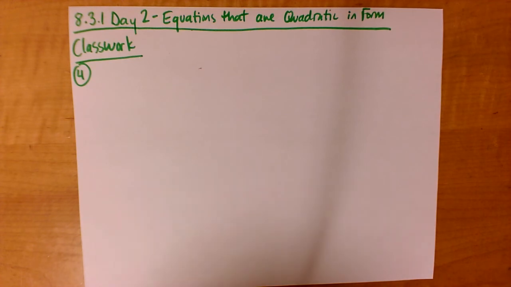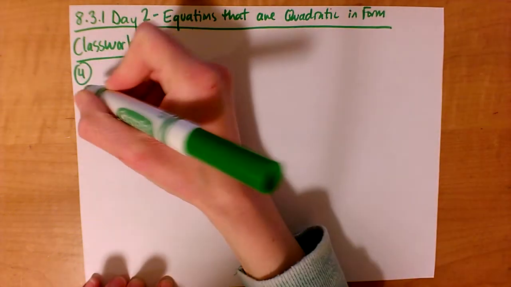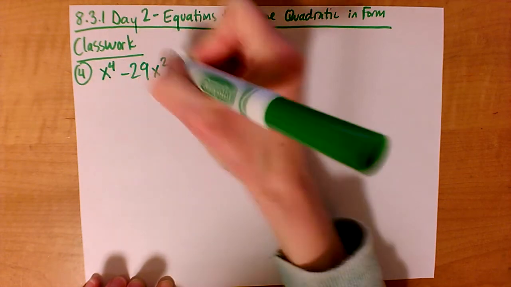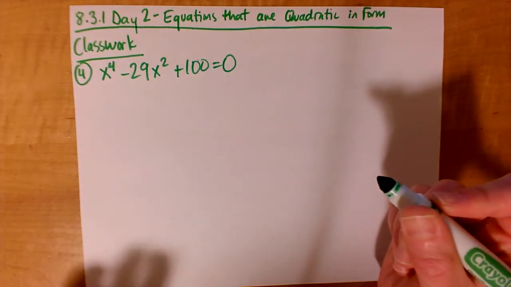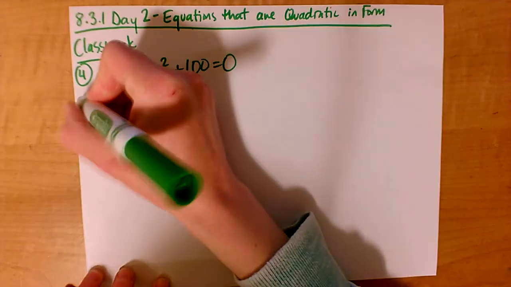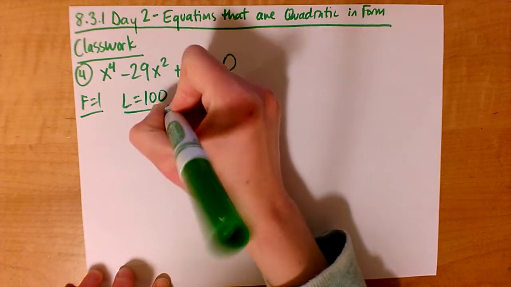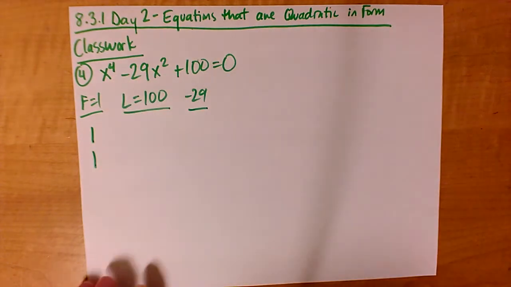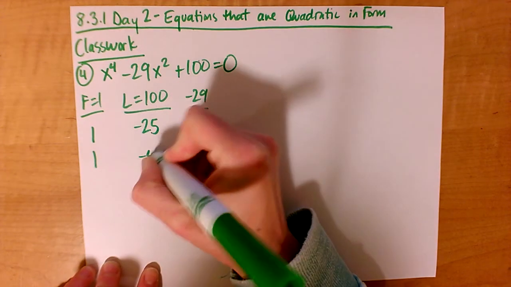So that was a lot of stuff that we reviewed from yesterday, and so we're just going to jump into the classwork today. So we'll start with number 4, and for number 4 we have x to the 4th minus 29x squared plus 100 is 0. Okay? So this is something that we can factor with first and last. So first is going to be 1, last is going to be 100, and then in the middle we have negative 29. So we'll have 1 and 1, and then two factors of 100. We'll try negative 25 and negative 4.